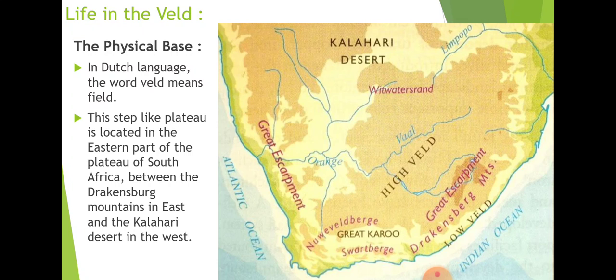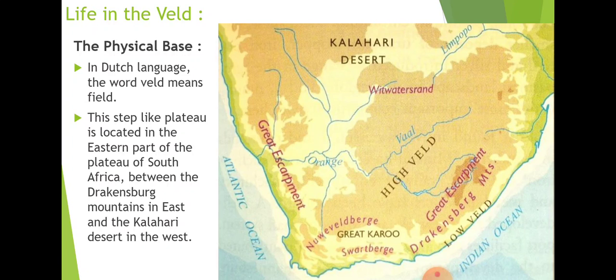So it is located in the eastern part of South Africa, as you can see in the map, between the Drakensberg mountain in the east, and the Kalahari desert in the west. So you can see the Kalahari desert is in the west. The veld is divided into three parts.